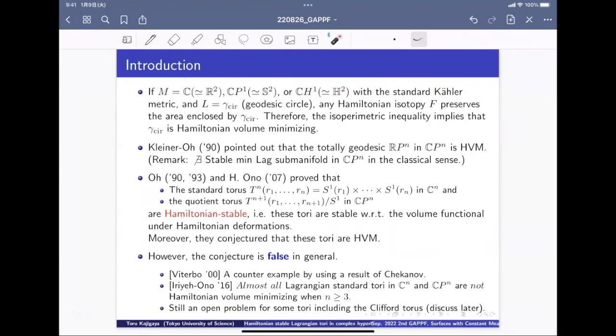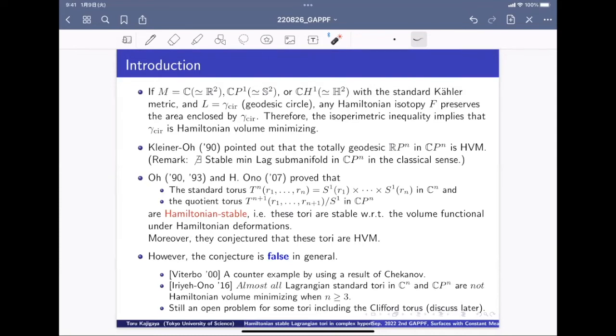However, it was proved that the conjecture is false in general. In fact, Viterbo gave a counterexample for the torus by using a result of Chekanov. And by generalizing his example, Iriyeh and Ono showed that almost all Lagrangian standard tori in C^n and CP^n are not Hamiltonian volume minimizing when the dimension is greater than or equal to 3.